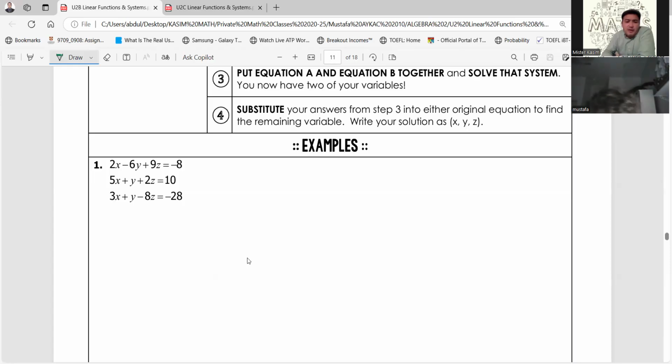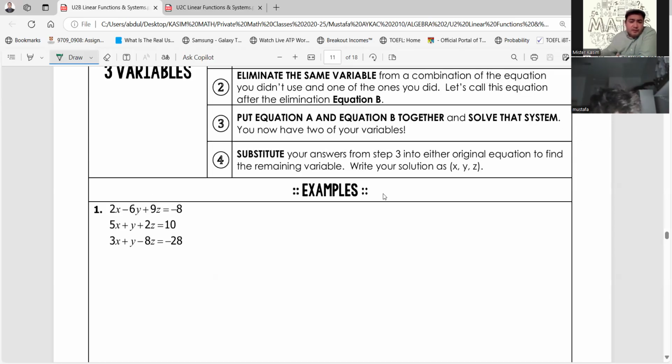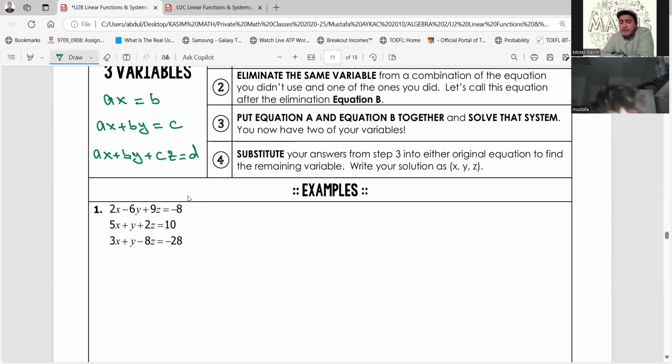Number one, you have to write them in standard form. What is the standard form here? If we have one variable, the standard form is ax = b. If we have two variables, the standard form is ax + by = c. And if you have three variables, the standard form is ax + by + cz = d. Later at college, if you study computer science or engineering, and take linear algebra, you will learn them in depth.